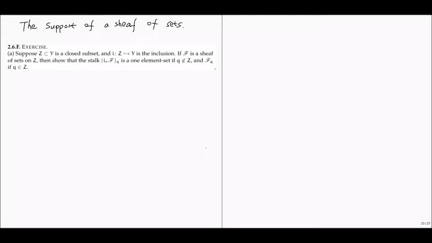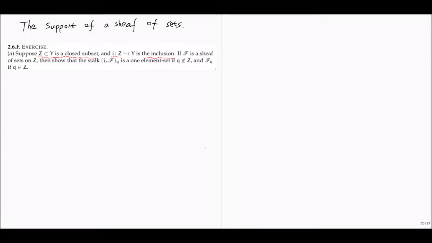Now let's introduce the support of a sheaf of sets through this exercise. Suppose Z is a closed subset of the topological space Y, and i is the inclusion of this closed subset into this topological space Y. Let script F be a sheaf of sets on Z. Now let's find the push-forward sheaf of F at q, for q in Y.